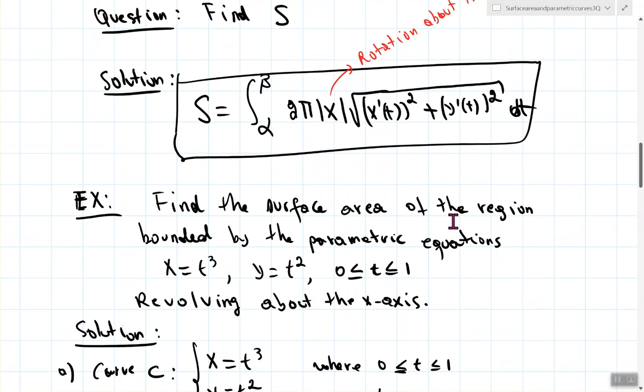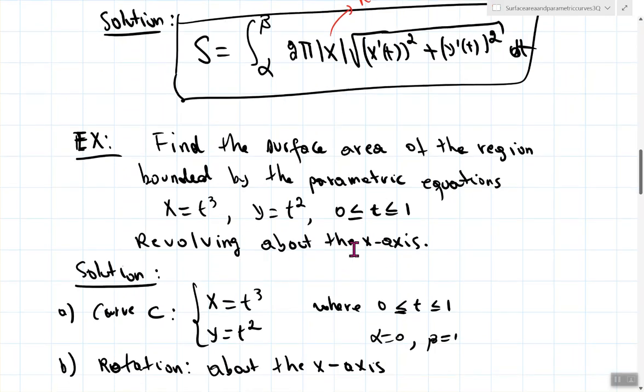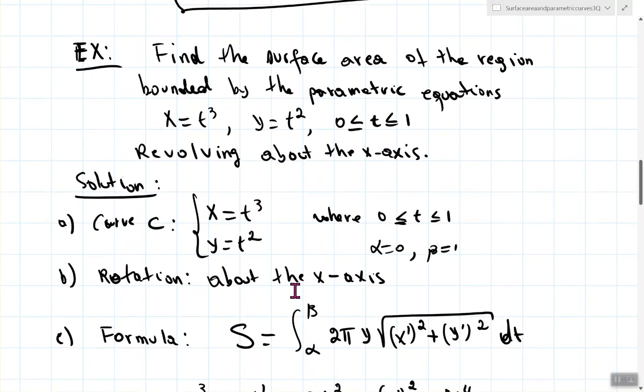Find the surface area of the region bounded by the parametric equations x equals t cubed, y equals t squared, and t is between 0 and 1, revolving about the x-axis. What I will suggest is, when you see revolving about the x-axis, just write down the formula right away. When the rotation is about the x-axis, you have to have y here, 2 pi y. And the arc length element is the same in both cases.